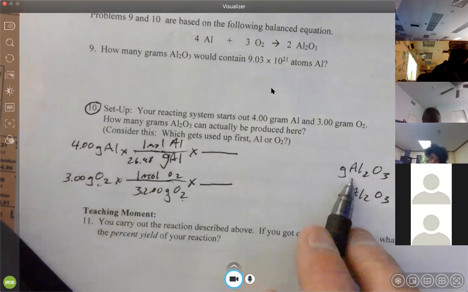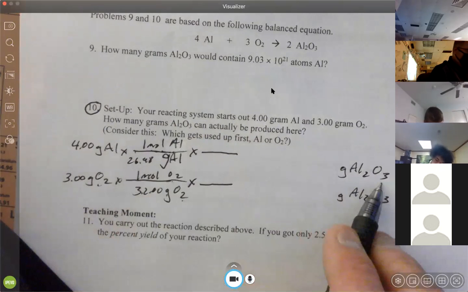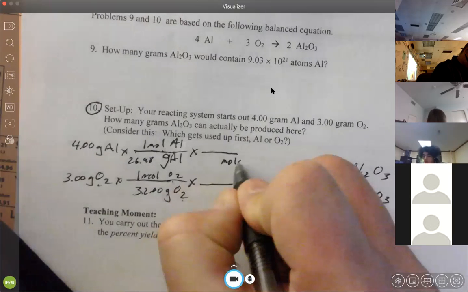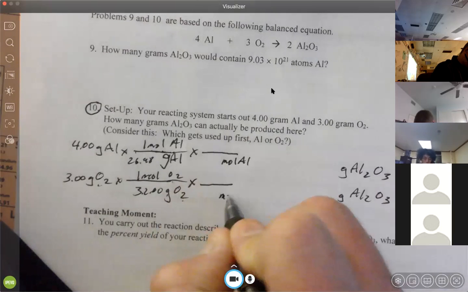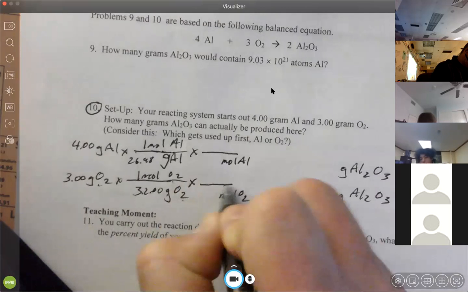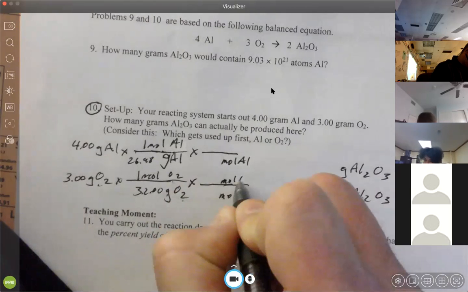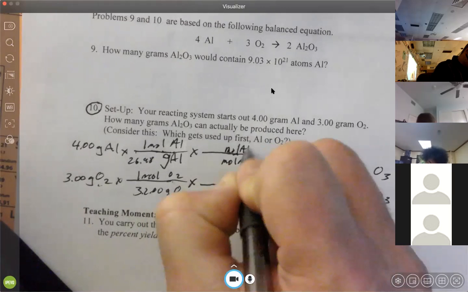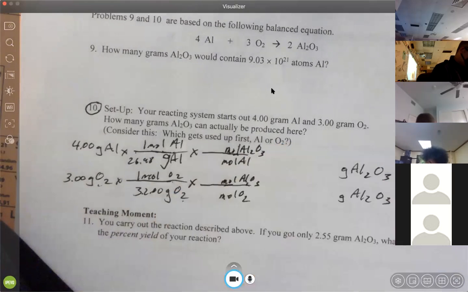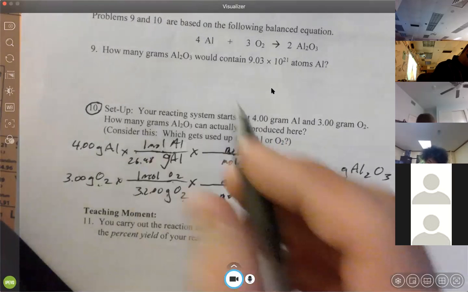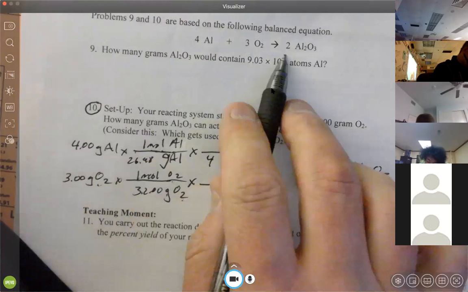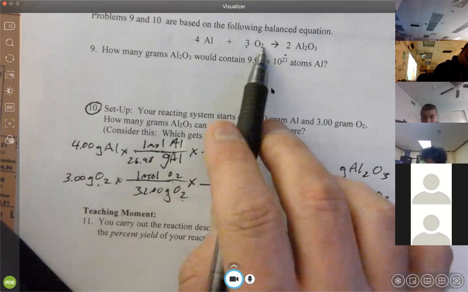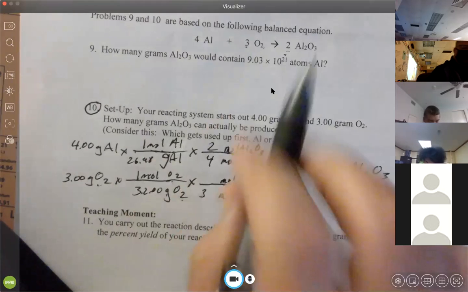We want to get something of aluminum oxide. So now is our only time to change from moles of aluminum and moles of oxygen to moles of aluminum oxide. So every 4 moles of aluminum makes 2 moles of aluminum oxide. And every 3 moles of oxygen makes 2 moles of aluminum oxide.